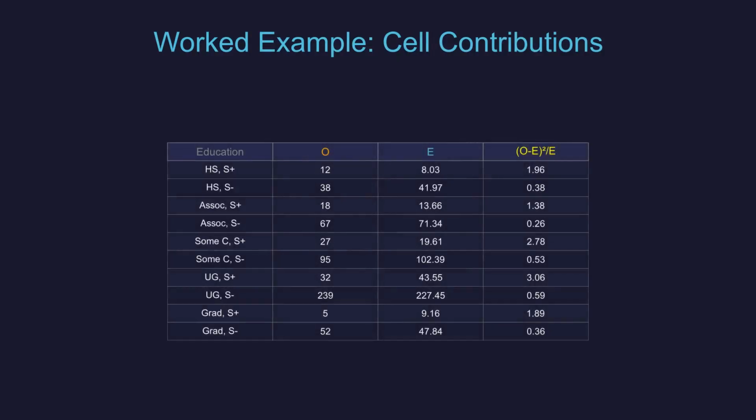Let's calculate the chi-square statistic for our smoking and education example. For each cell, we compute (O minus E) squared over E. The high school smoker cell has an observed count of 12 and expected of 8.3, giving a contribution of 1.96. The undergraduate smoker cell has a large contribution of 3.6 because 32 smokers were observed, but 43.55 were expected. Adding up all 10 cell contributions, we get a chi-square statistic of 13.20.